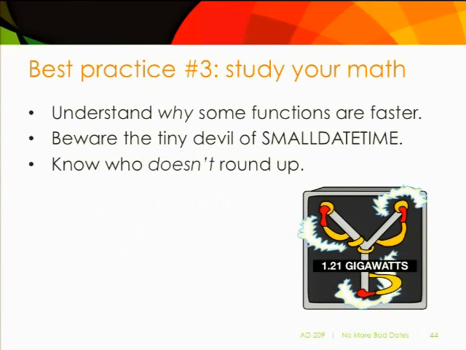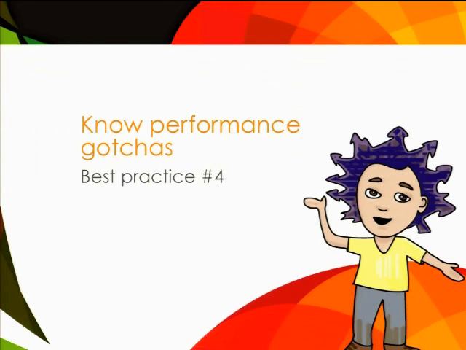In general, what we want to do is just have that concept of when we're doing rounding functions, pick the math-based ones, not the ones that convert to string and back. Understand where small date time may lead to aggregate results that don't match up with your detail exactly and how that may confuse your users. So if you do use a lot of small date time, share documentation about why things work the way they do. And understand who doesn't round up, which is date.